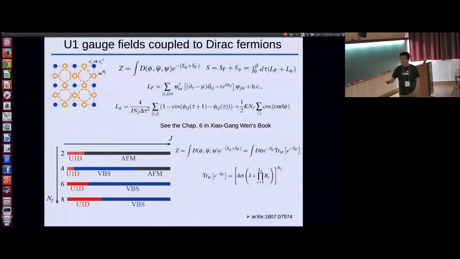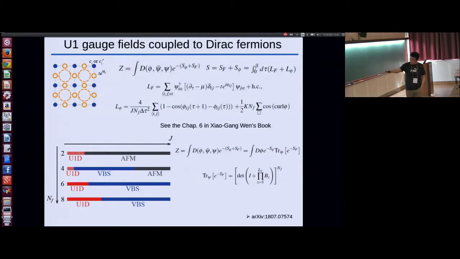From this, we can see that with two components of the fermions, you already have this U1 deconfined phase, and that phase will go through a deconfined to confined transition. In this case, eventually the fermion will be gapped out and form an antiferromagnetic long-range order. If you increase the fermion flavors, more variety comes up. You have this U1 deconfined phase again in the four-component case, and the confinement is realized first in the form of a valence bond solid, which is also a gapped phase, and then eventually goes to an antiferromagnetic phase. At higher flavors, you only have this valence bond solid.